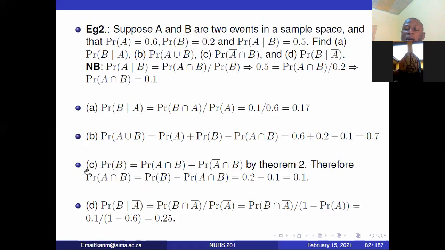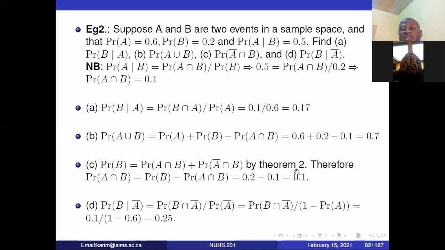So we are going to end up with probability that event A will not occur, but B will occur, to be equal to probability of B minus probability of A intersection B. We know the probability of B to be 0.2, so that is what we have here. Then we know the probability of A intersection B to be 0.1, which is here. So if you subtract that, you get 0.1.